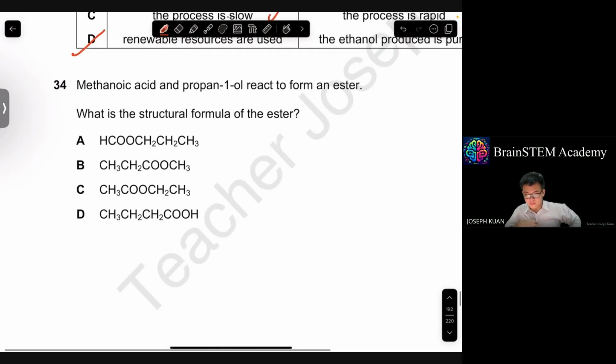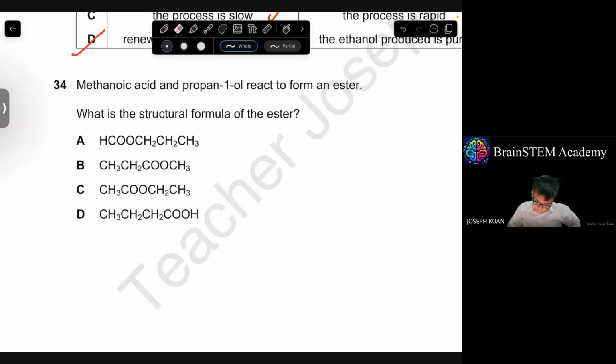Question 34. Methanoic acid and propan-1-ol react to form an ester. What is the structural formula of the ester? Well, we have to cut the C double bond O. In terms of COO, we have to cut from here, then we analyze. This is not even an ester, this is a carboxylic acid, COOH.